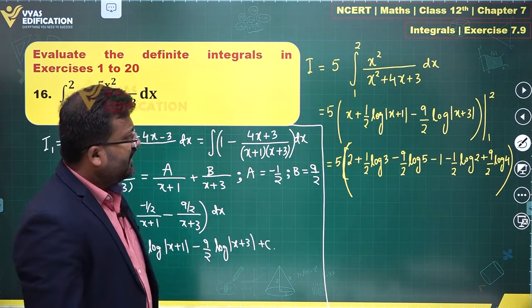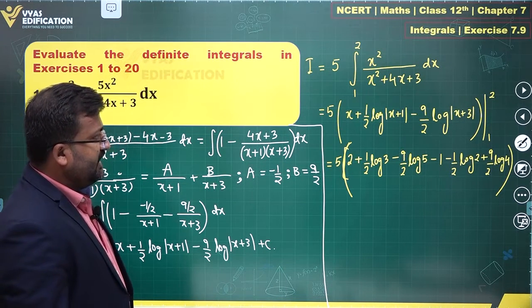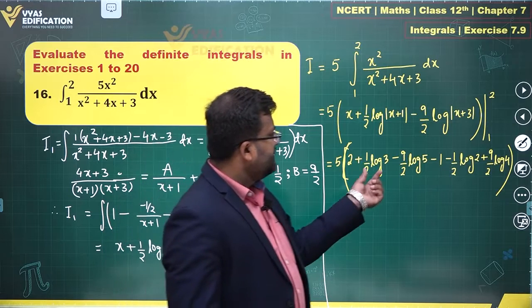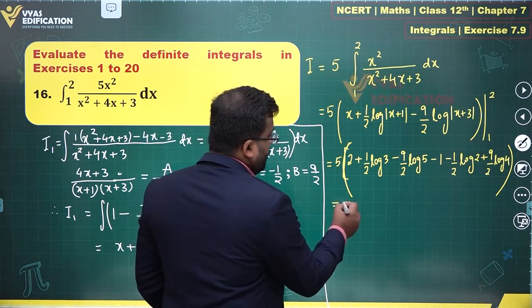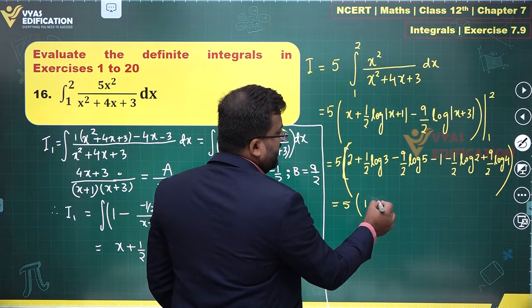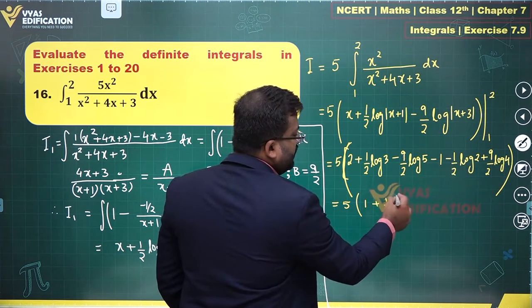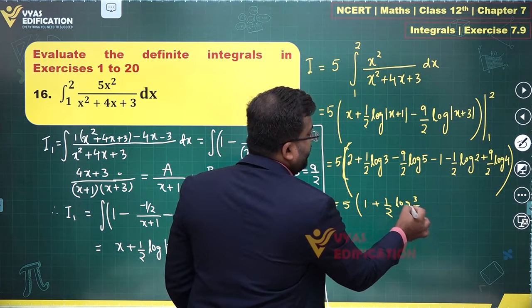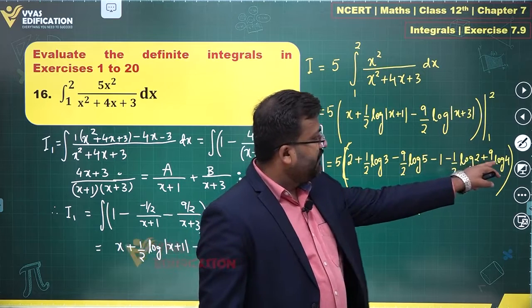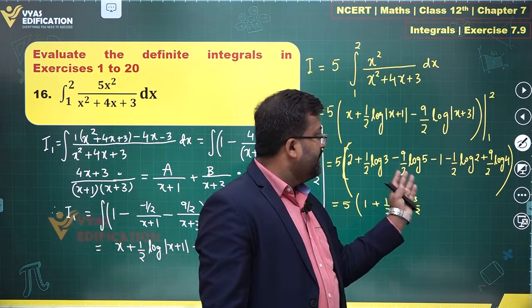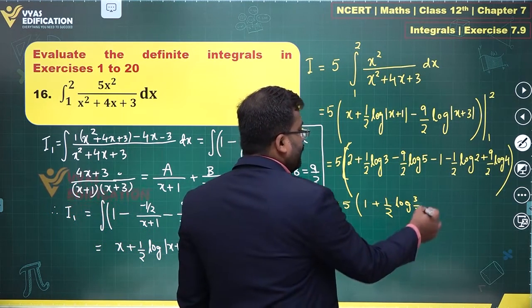And can you simplify it further as well? Yes, maybe we can simplify it further. This is half log 3, half log 2. So this will become, okay, there's a 5 outside. In the bracket, 2 minus 1 is 1 plus half, log 3 minus log 2 will be log of 3 by 2. And minus 9 by 2, if we take it out common, log 5 minus log 4 will be log 5 upon 4.